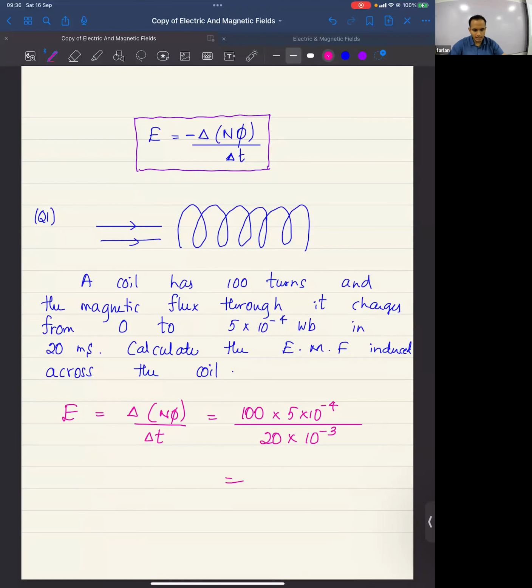No need for the minus sign. That minus sign is only to indicate that the EMF is induced in the opposite direction. So when you are doing a calculation, it's just to get the value, so you don't have to use the minus sign there. So how much is that? 2.5 volts, is it?